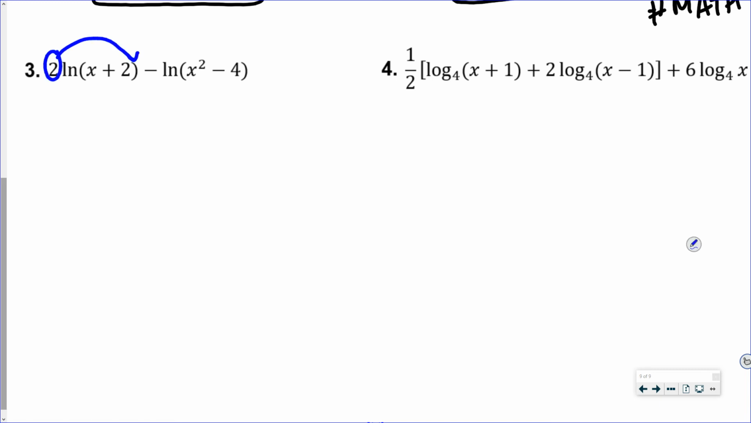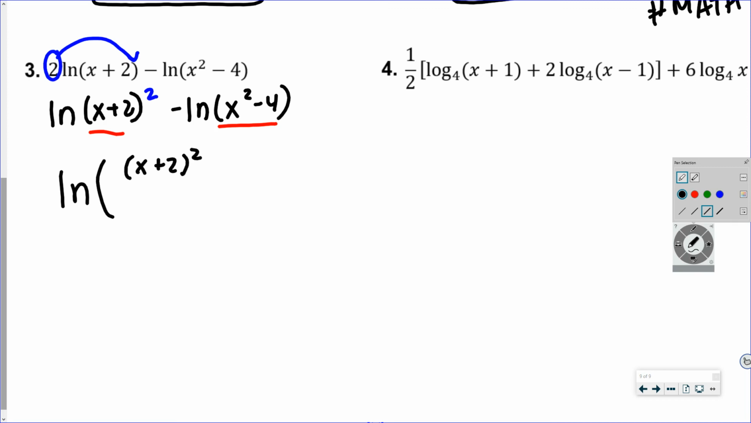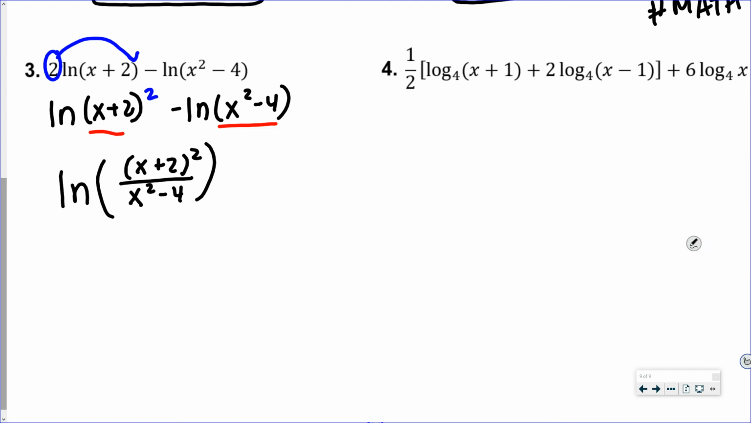All right, here we can put that back as a power. Okay, right there. Minus. I can condense this to one log by doing what with these two guys? Division, right? So I have x plus 2 squared, since that's my positive log that goes in the numerator, divided by x squared minus 4.